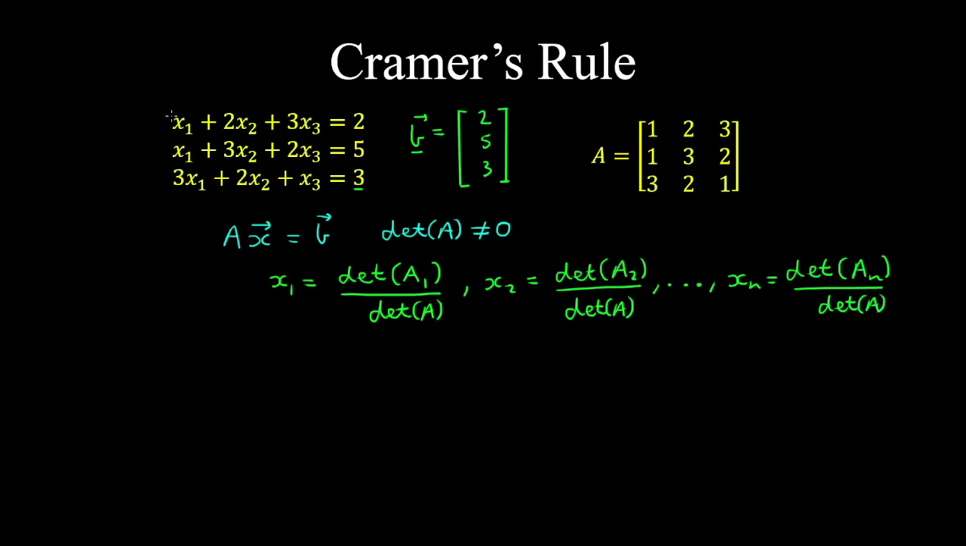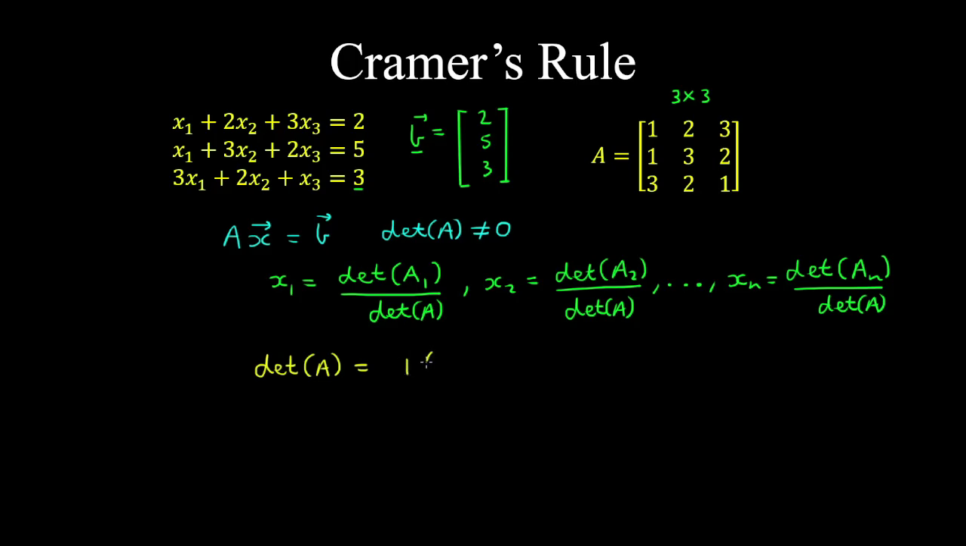So let's show this for our system here with a 3x3 coefficient matrix. So first we determine if this system has a unique solution. So to do that, you calculate the determinant of matrix A. And we'll do a quick cofactor expansion of row 1.